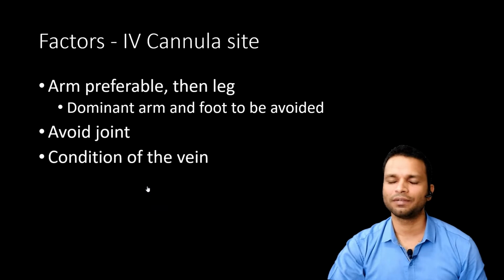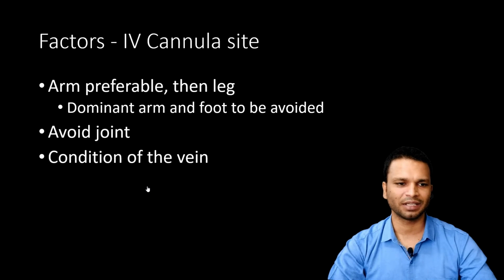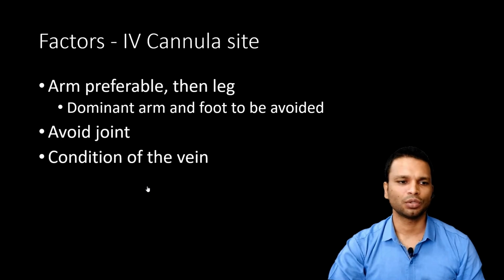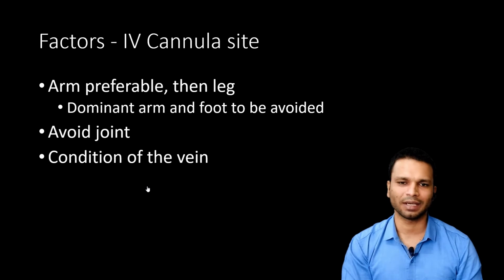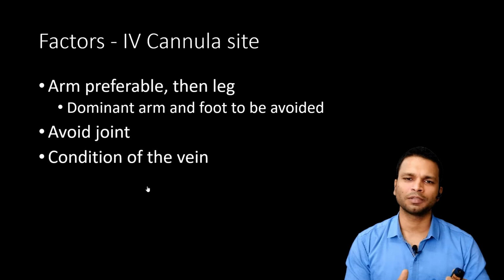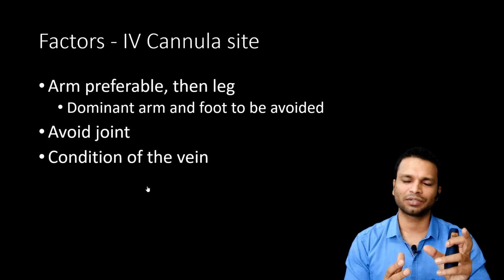Then, condition of the vein. Suppose there's already inflammation and infection in the region, be it the vein or the surrounding tissue. You are going to avoid such areas. Another thing in the condition of the vein is that you cannot place an IV cannula in a vein that has a tortuous path. You always place an IV cannula in a vein that is at least straight for the length of the IV cannula.